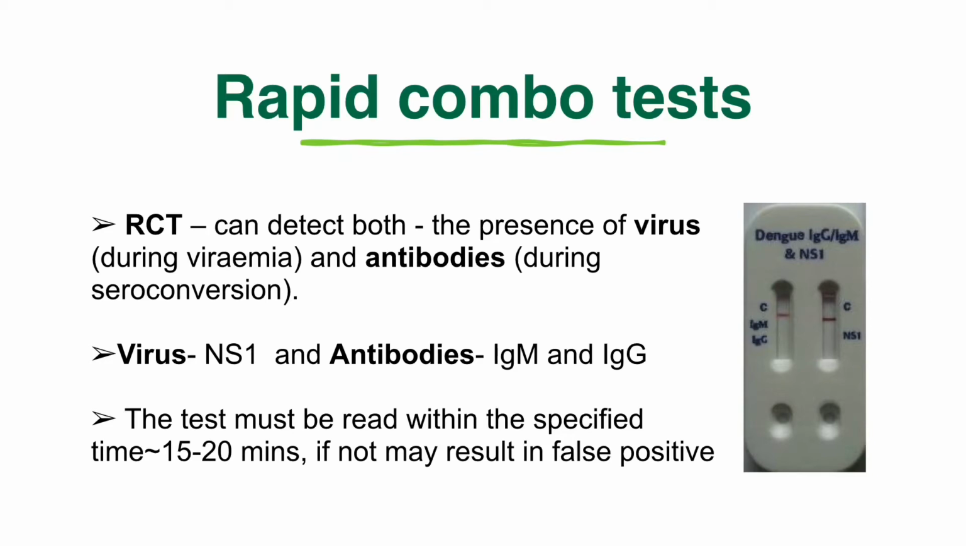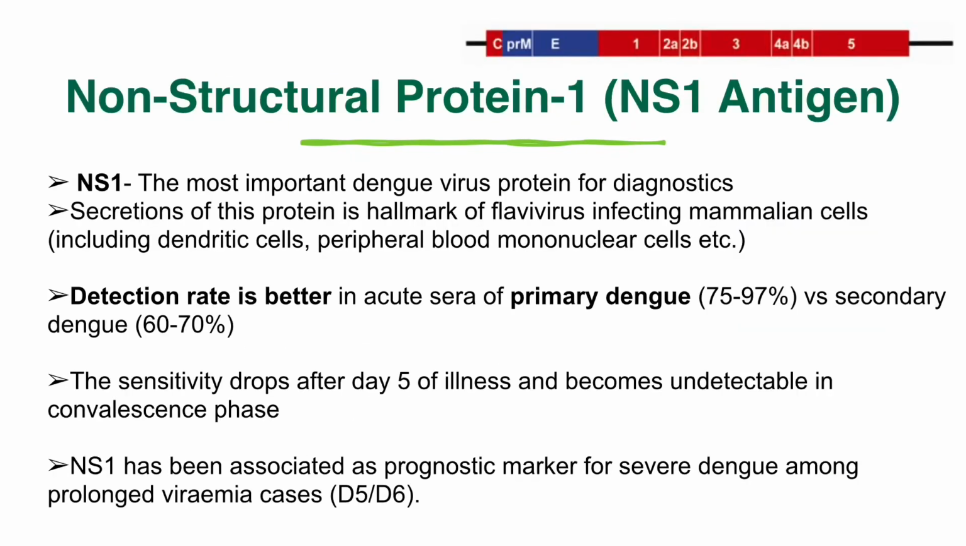However, it is important that these tests have to be read according to the manufacturer's recommendation in the product insert. Reading the test too late gives false results. These tests have a longer detection window as they can detect both the virus and antibodies, hence reducing the possibility of false negative results. These tests are useful during the early phase of onset, where there is viremia, as well as at the later stage when antibodies against dengue begin to rise.